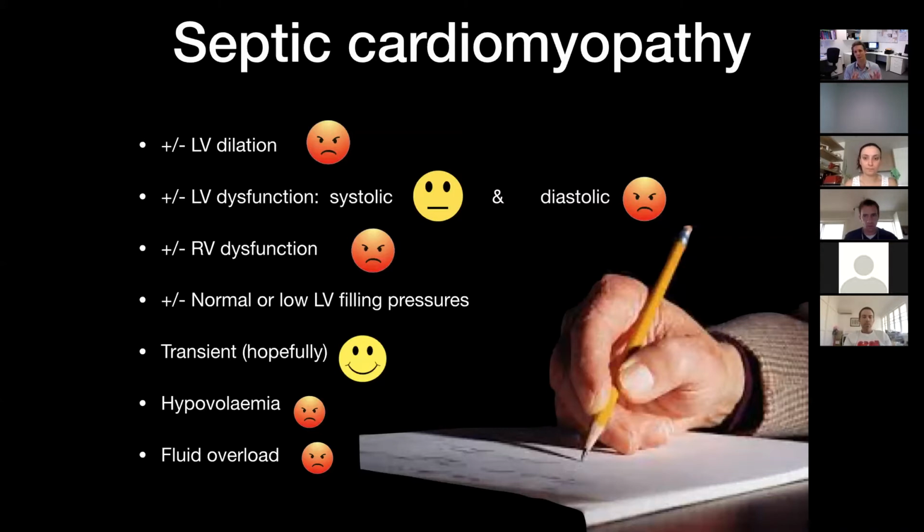So just in summary, that's what I'll be putting down as an exam answer for septic cardiomyopathy: talking about LV size, LV systolic function, LV diastolic dysfunction, RV function, and filling pressures. It affects both ventricles, and it's transient, and hopefully if your heart gets better, that's a good thing. It's also associated with fluid status. Okay, so let's show a few cases about that so that we can discuss it a little bit further. Any questions so far? Because that's kind of the talk in a nutshell.